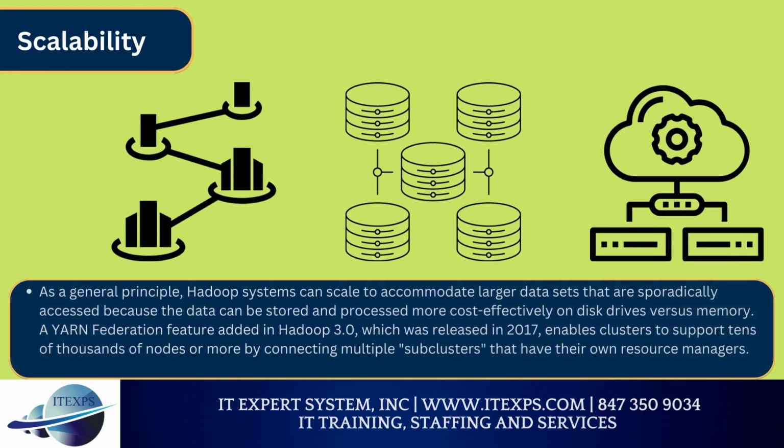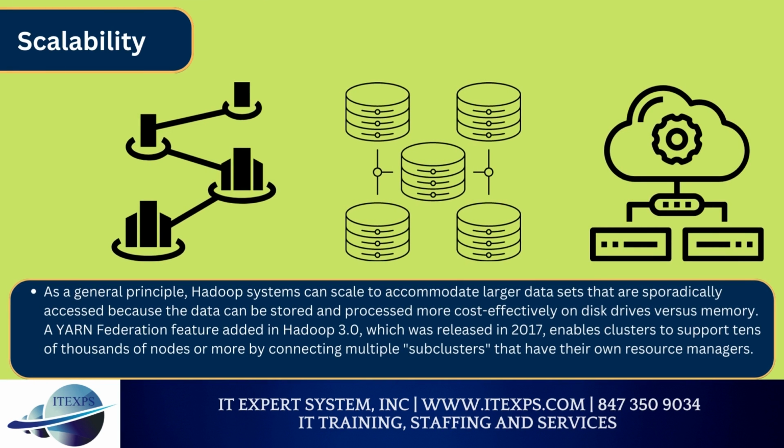Scalability. As a general principle, Hadoop systems can scale to accommodate larger data sets that are sporadically accessed because the data can be stored and processed more cost-effectively on disk drives versus memory. A YARN federation feature added in Hadoop 3.0, which was released in 2017, enables clusters to support tens of thousands of nodes or more by connecting multiple subclusters that have their own resource managers.